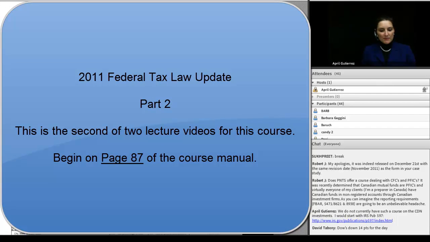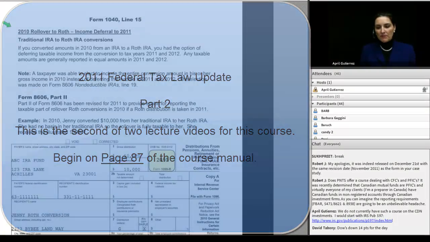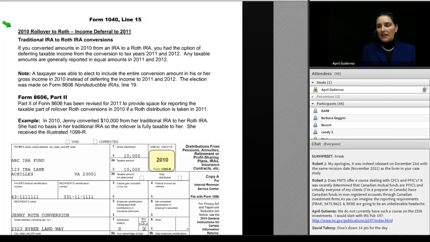So if you would all flip, please, to page 87 of your manual. We're going to pick up now with line 15 of Form 1040, which is where we report IRA distributions. That is, when we take money out of our IRA and have to report it as income on our tax return, that income is reported on line 15 of Form 1040.